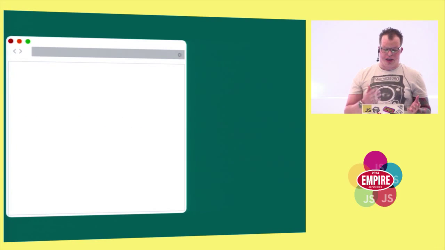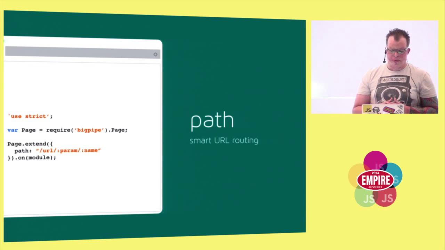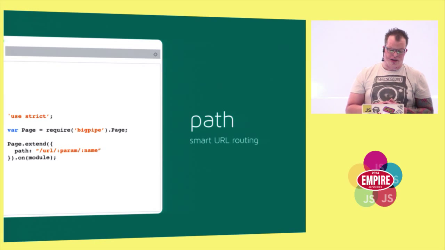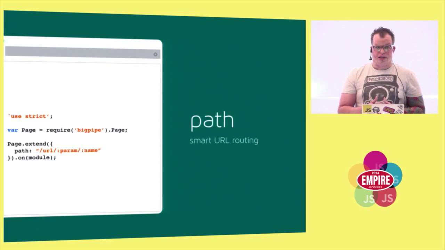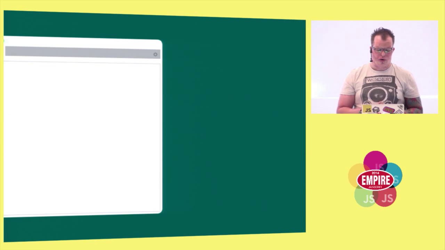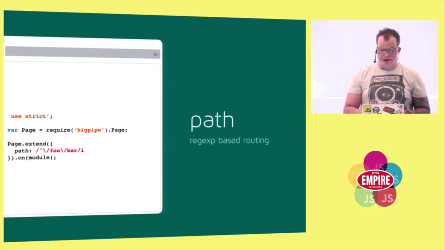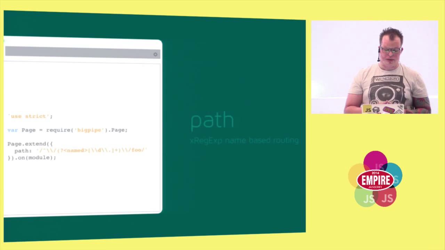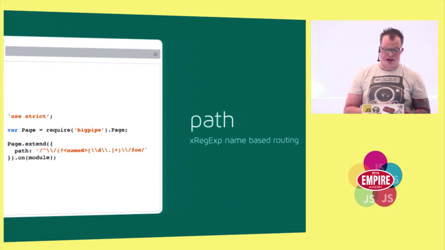All these pages need to be identifiable for the framework, so routing is done by a small path property on the page instance. It's really smart. It supports just string-based URLs, but also regular expression-based routing, which has the ability to use named capture statements in your regex, so you can parse that out of the URL again and reuse it in your templates.